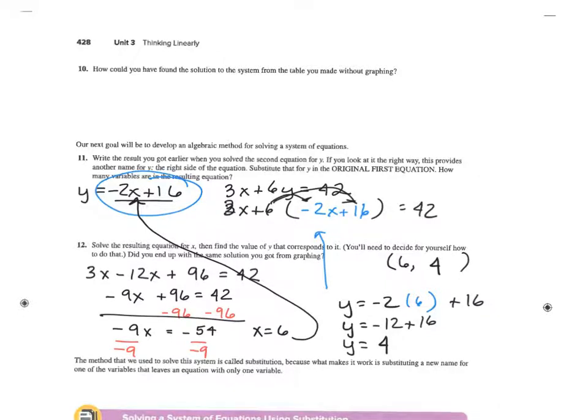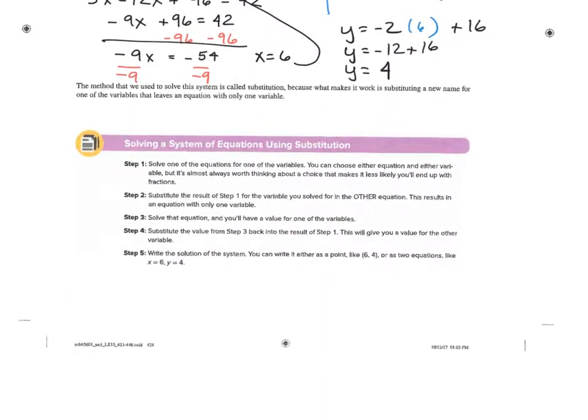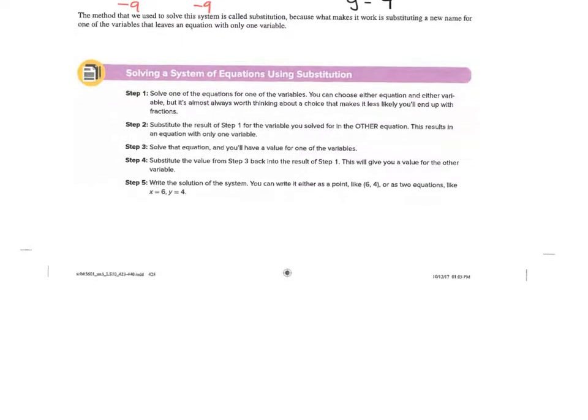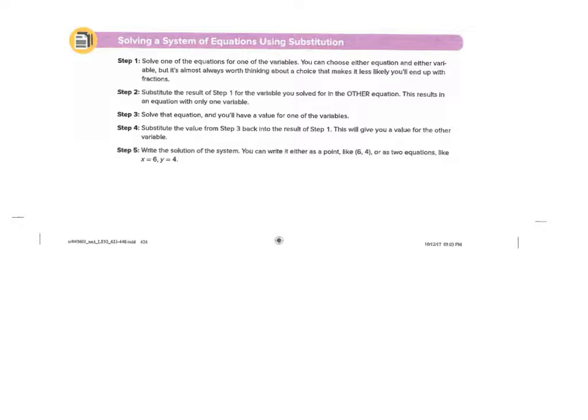All right. Then it says, did you end up with the same solution you got from graphing? I would say yes, and from the table. The method that we use to solve this system is called substitution, because what makes it work is substituting a new name for one of the variables that leaves an equation with only one variable. Now I'm going to leave this up here, and I'm going to look at the did you get it on page 429.